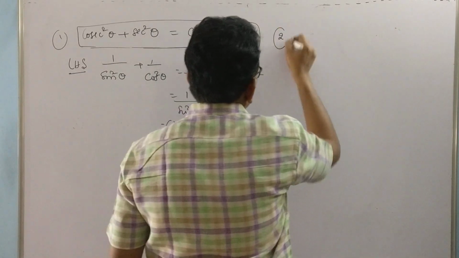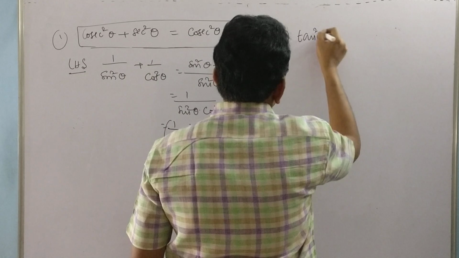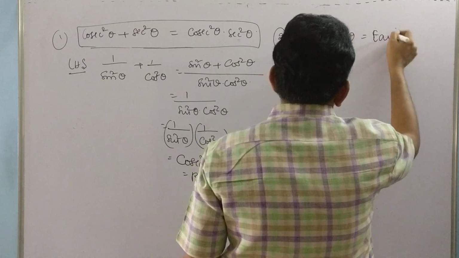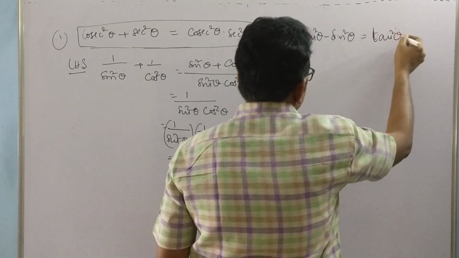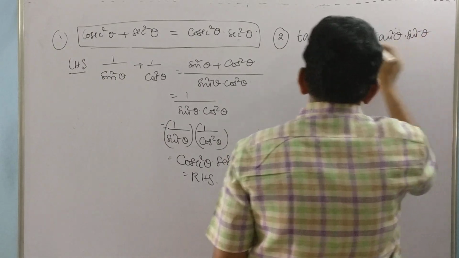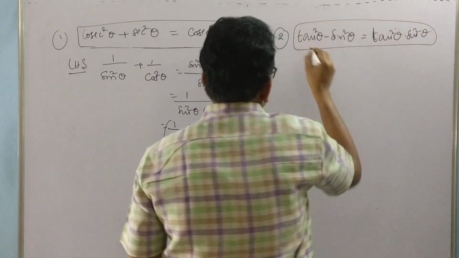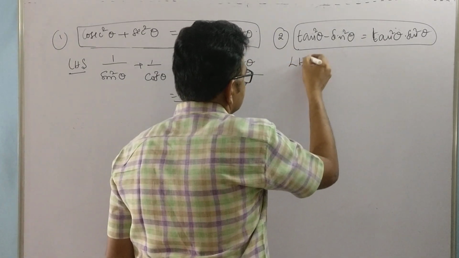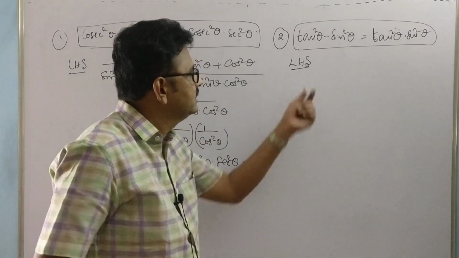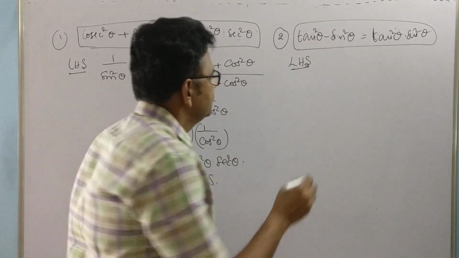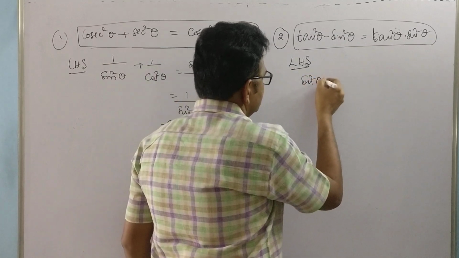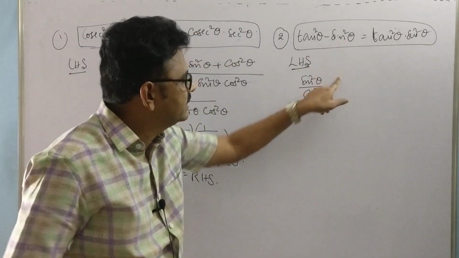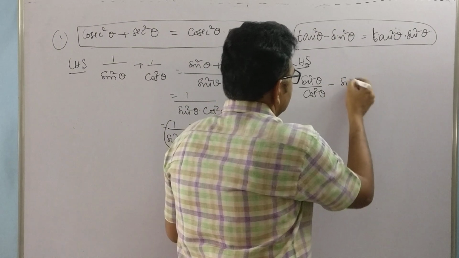And one result: tan square theta minus sine square theta is equal to tan square theta into sine square theta. So this is one result. That means we are taking LHS. What is LHS? Tan square theta, you write sine square theta by cos square theta, minus the sine square theta as it is.